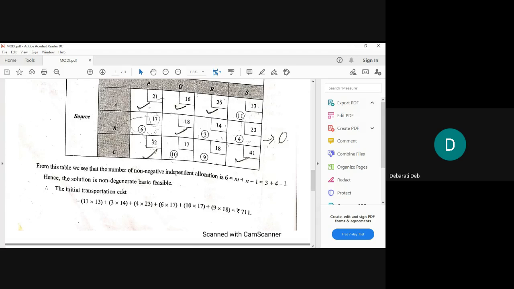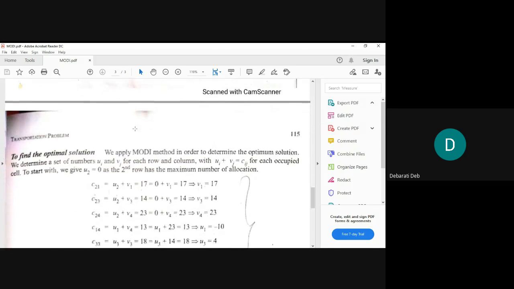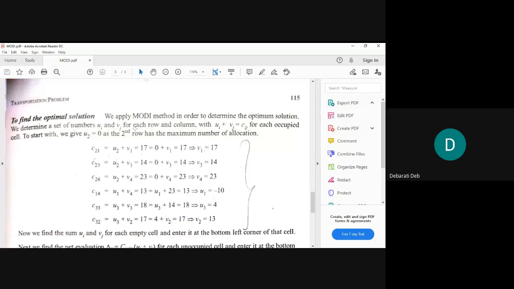It can be on the column side also. Had any column had more allocations, we would have taken that column as zero. So here in this sum we saw that the second row has the maximum allocation, so we will take u2 as 0. And yesterday we came across this formula that will be used. With this assumption we will move ahead.